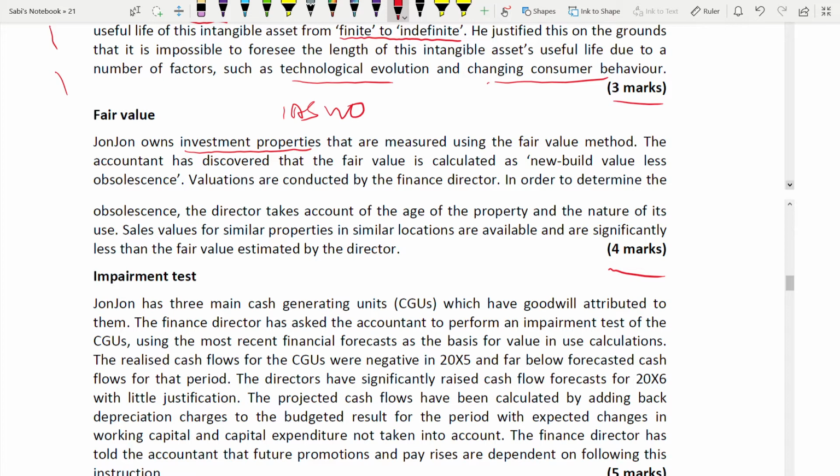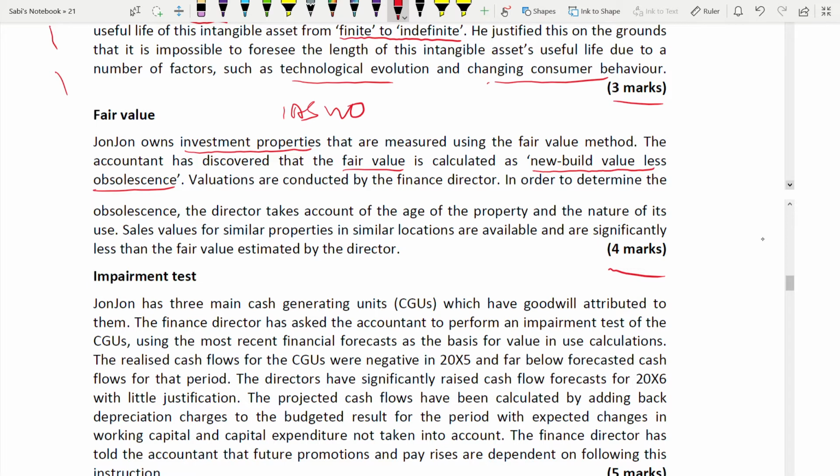The accountant has discovered that fair value is calculated as new build value less obsolescence. How did they calculate fair value? New building value less the obsolescence. And if you went through fair value, we know that this is not the way to calculate fair value. That means this is wrong. Now you have to correct. Accounting issues means that only. You will be finding some error, some mistake in the way they calculate or recognize. What you have to do is just correct it using the standard.